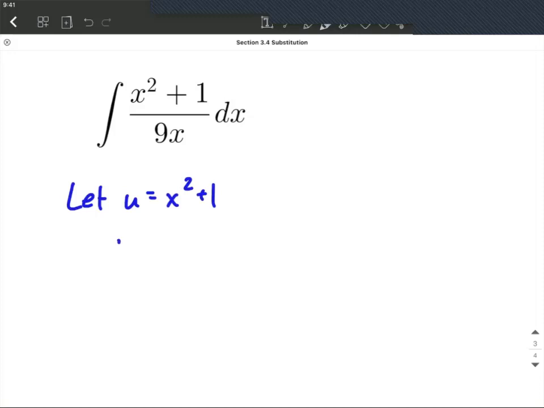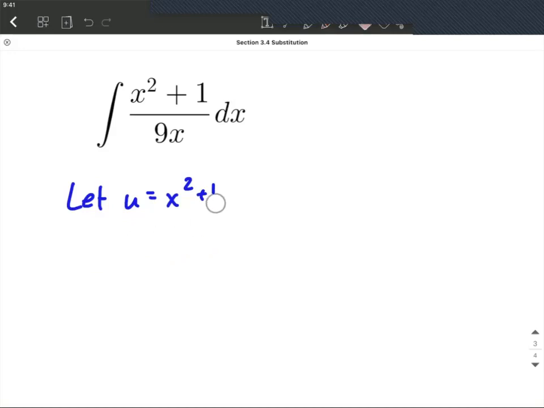The next step is you're going to take the derivative of both sides, so you get du equals 2x dx. Well, I don't have a place to plug in for 2x dx, or even x dx if I wanted to rearrange and get the 2 on the other side. So I can't really use the substitution method.